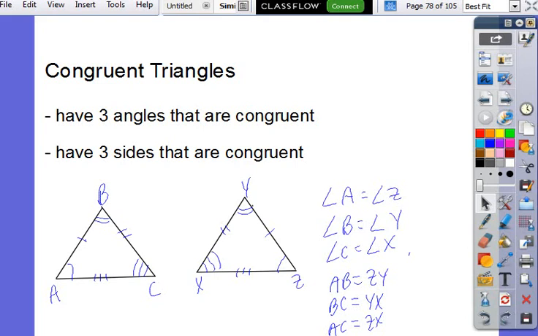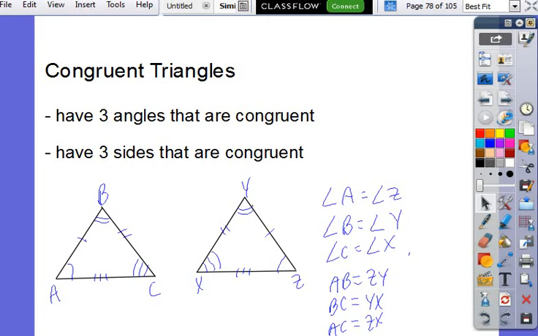Angle A matches angle Z because they both have the 1 mark. B and Y match because they got the 2, and then C and X match because they got the 3. Same thing for the sides. These little marks right here, if they have the same number of marks, then that means they have to be the same.